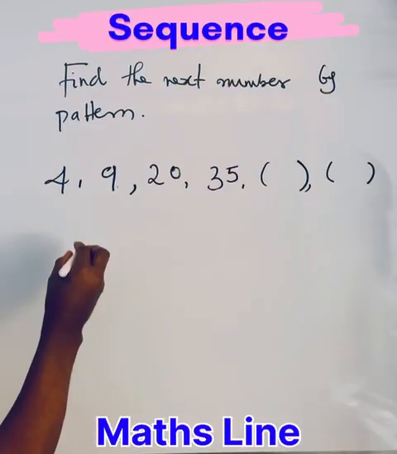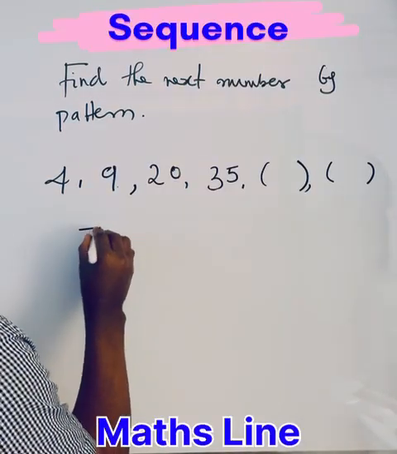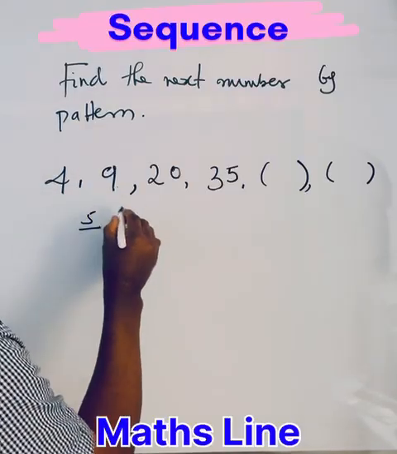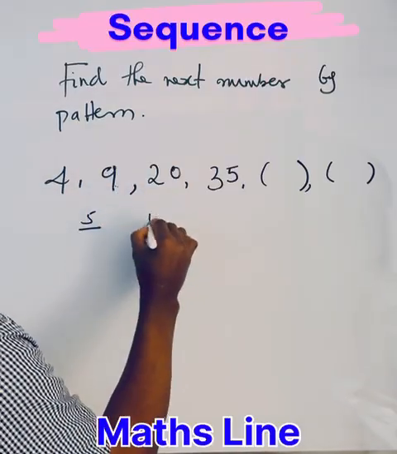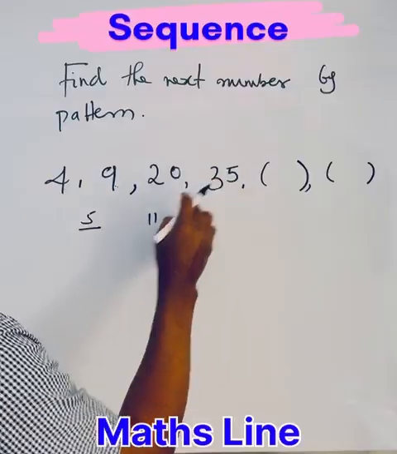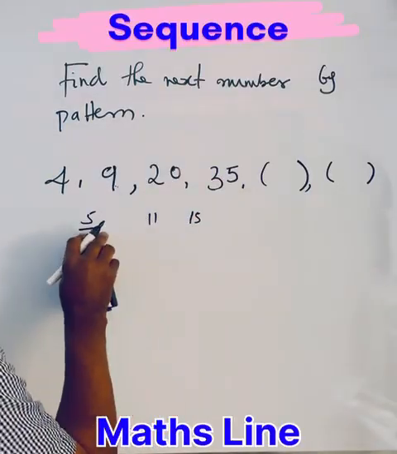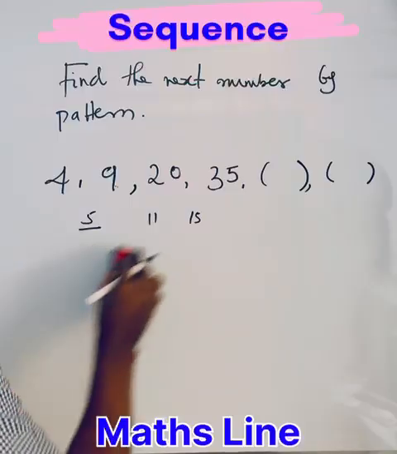So that means that addition in this case will not work. Now let's look at subtraction. When we look at subtraction, 4 from 9 will give us 5. 9 from 20 will give us 11. 20 from 35 will give us 15. So this pattern that we're looking at here is not going to work.